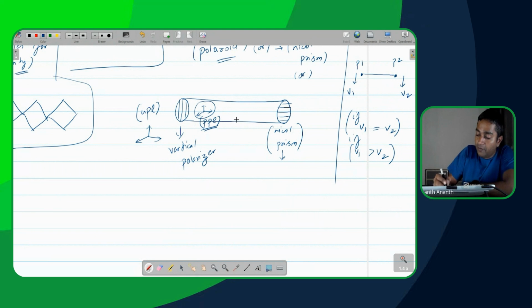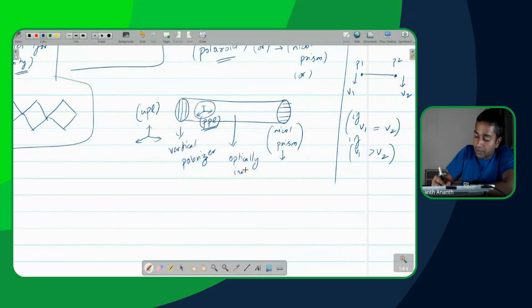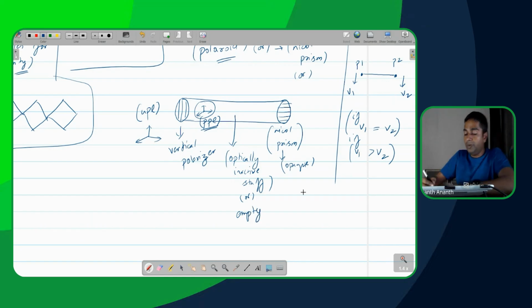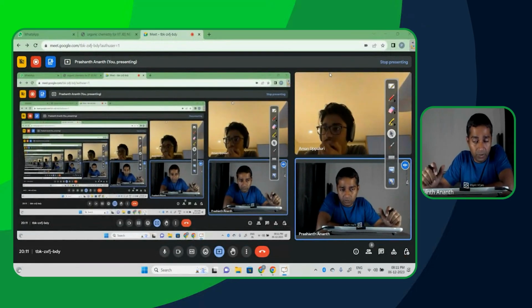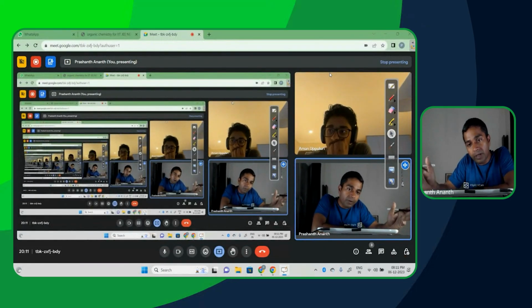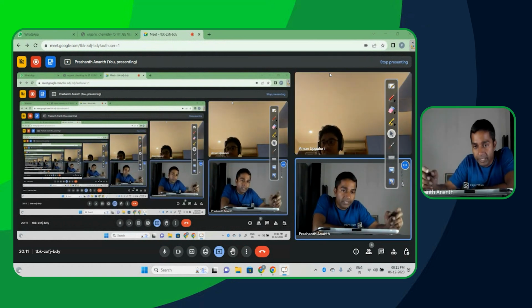That is the case when you are having an optically inactive substance here. If I fill the tube up with an optically inactive substance, this is opaque, or empty. So if the tube is either filled with an optically inactive substance or if the tube is empty, I will have the other end being perfectly opaque. Now no light will pass through because there is no horizontal component left over for it to pass through.